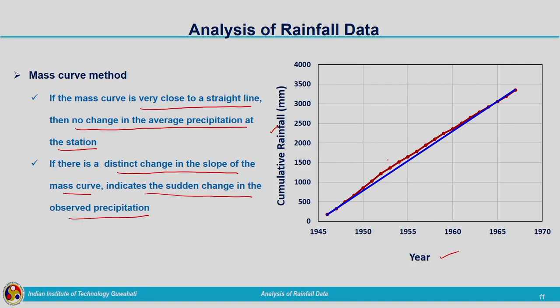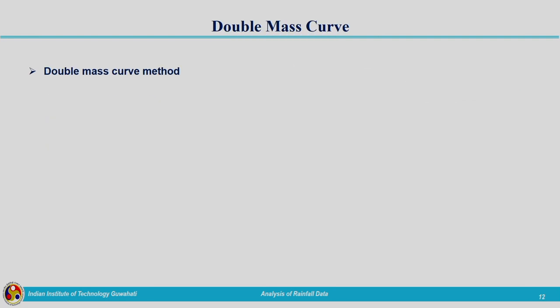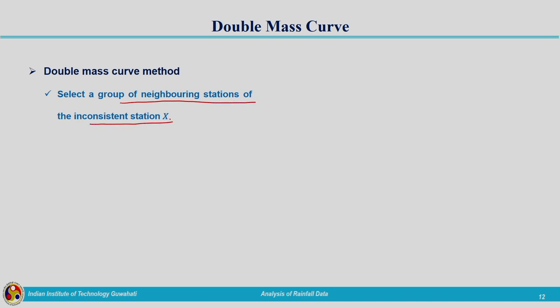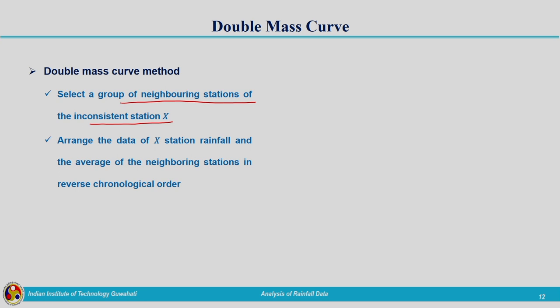Now, if there is any inconsistency, here in this figure you can see there is variation from the straight line. This line is slightly above the straight line. So, how can we correct this deviation? That can be done by means of the double mass curve. In the double mass curve method, we select a group of neighboring stations near to the inconsistent station X. After that, we arrange the data of station X and the neighboring stations in reverse chronological order.